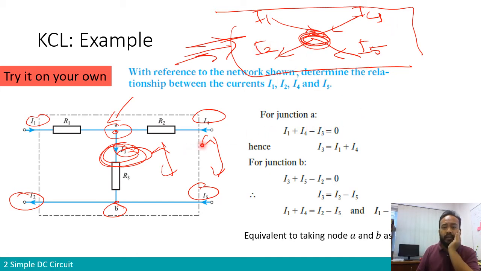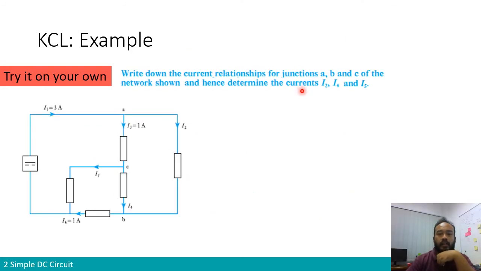So what we can conclude is that multiple nodes like A and B over here could be joined together and considered as what we might call in certain textbooks a supernode. If what is happening inside here doesn't interest us, for example you don't need to know what happened in I3, we can group them together to write a KCL that relates the currents that interest us. So for this example, the currents that interest us are I1, I2, I4, and I5. Now let's try the next exercise.